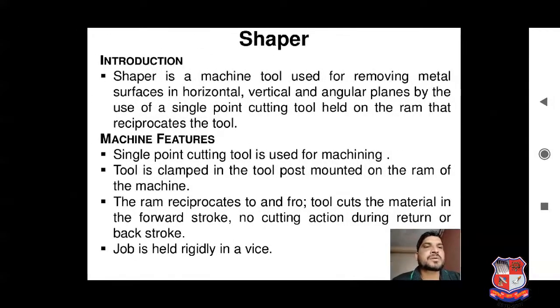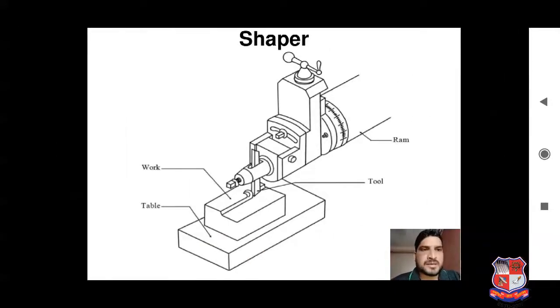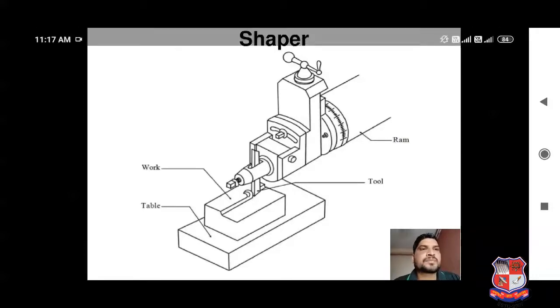Now we will discuss the shaper machine parts. There are 4 basic parts of the shaper machine: base, table, column and ram. You can see in the figure there are 3 parts: ram, work and table. On the ram the tool is mounted, on the table the workpiece is mounted. The ram moves with to and fro motion. During the forward stroke the cutting is carried out, and during the return stroke no cutting is carried out.